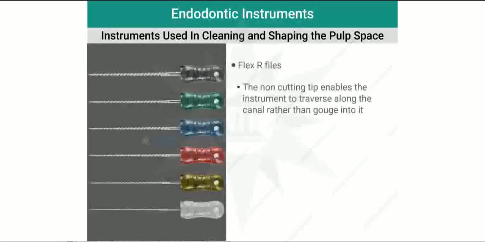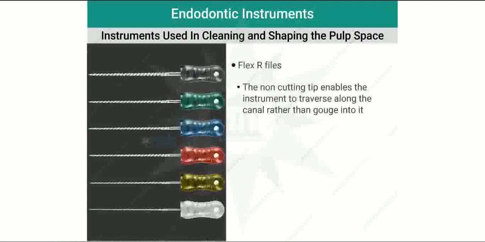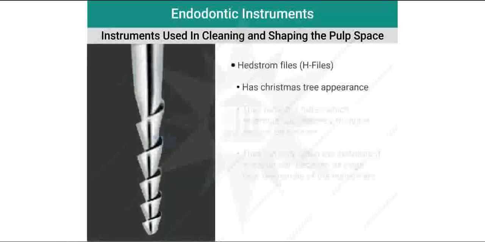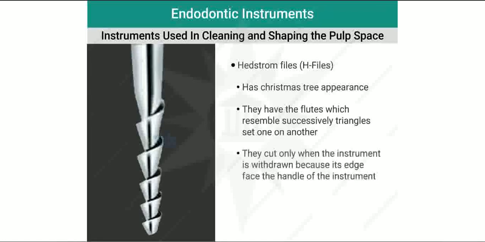H files. They have a Christmas tree type of appearance. They have flutes which resemble successive triangles set one on another, as you can see in the diagram. They cut only when the instrument is withdrawn because its edge faces the handle of the instrument. Generally, they are used in a lateral scraping motion, used to machine straight canals.